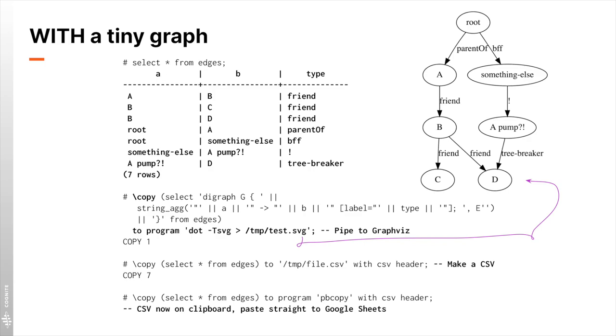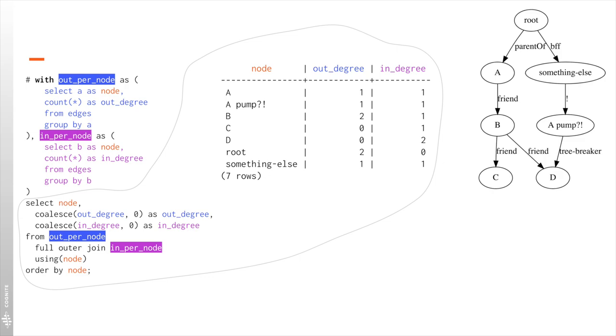Copy can also emit data straight to CSVs. In the second example, we just create a file out of it. One thing I often use is pipe the output of copy to pbcopy on a Mac. That essentially puts the output straight into your clipboard, which you can then, for example, paste straight into Google Sheets as a CSV.